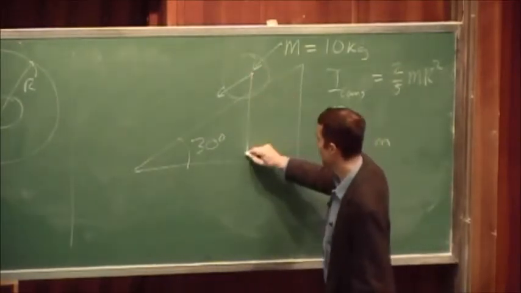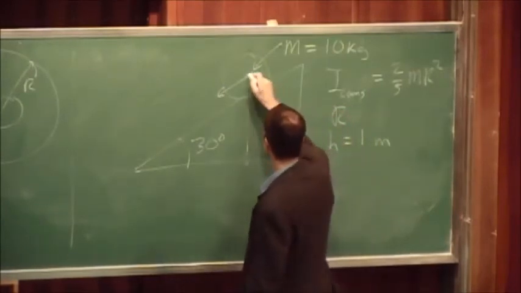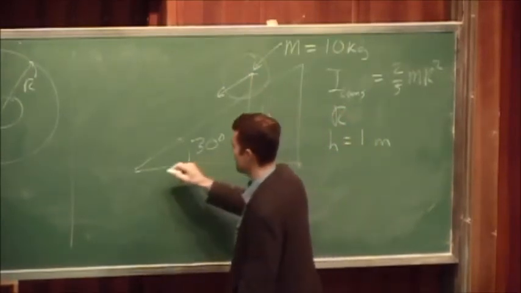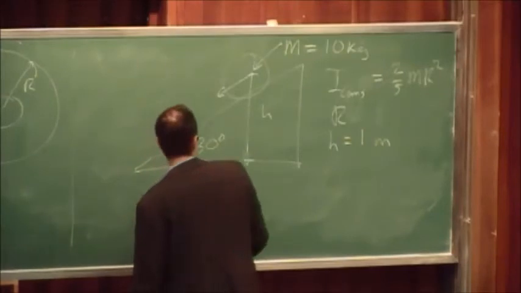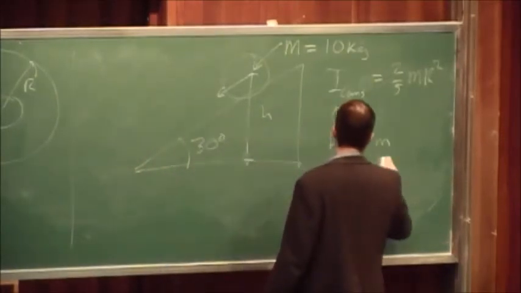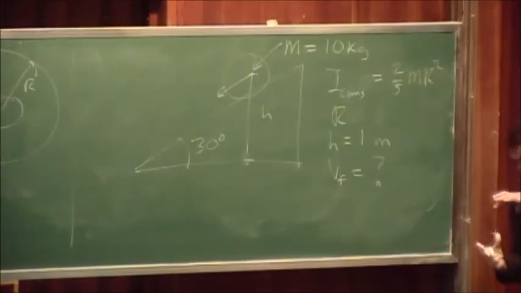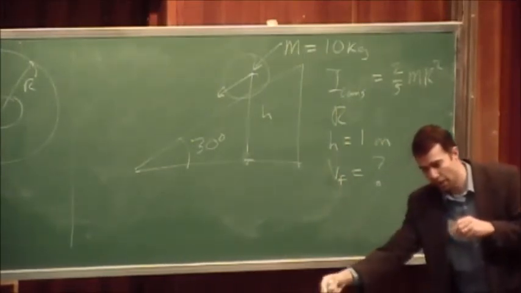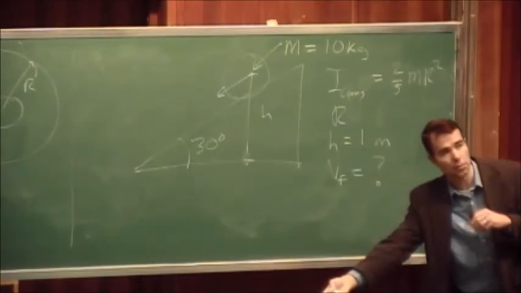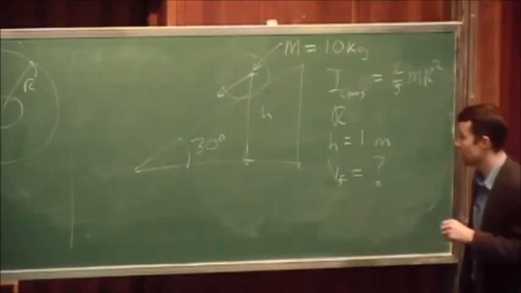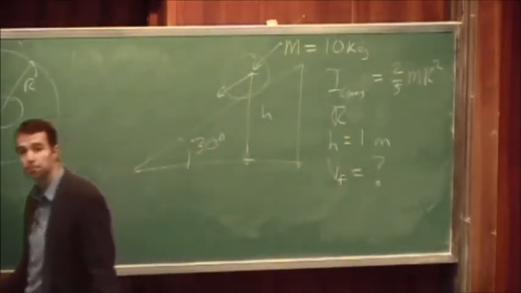In other words, this height here is h, and by the time it gets down to the bottom, we want to know the final velocity. We're going to start it from rest and let it roll. By the time it gets to the bottom, we want to find its velocity, the velocity of the center of mass. So how would we do that?